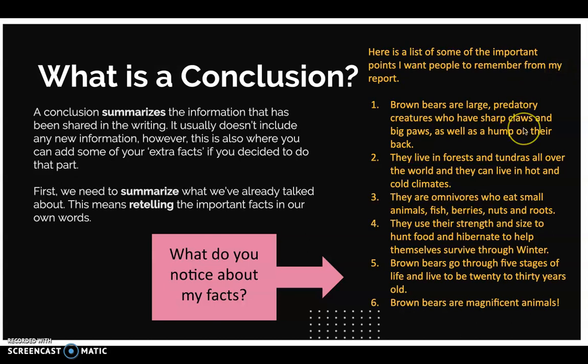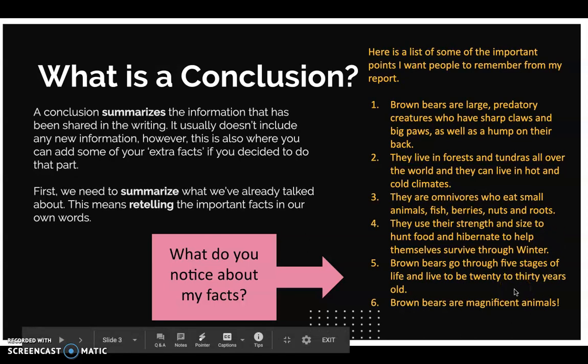So I chose that brown bears are large predatory creatures who have sharp claws and big paws, as well as a hump on their back. They live in forests and tundras all over the world, and they can live in hot and cold climates. They are omnivores who eat small animals, fish, berries, nuts, and roots. They use their strength and size to hunt food and hibernate to help themselves survive through winter. Brown bears go through 5 stages of life and live to be 20 to 30 years old, and brown bears are magnificent animals. So what do you notice about my facts?